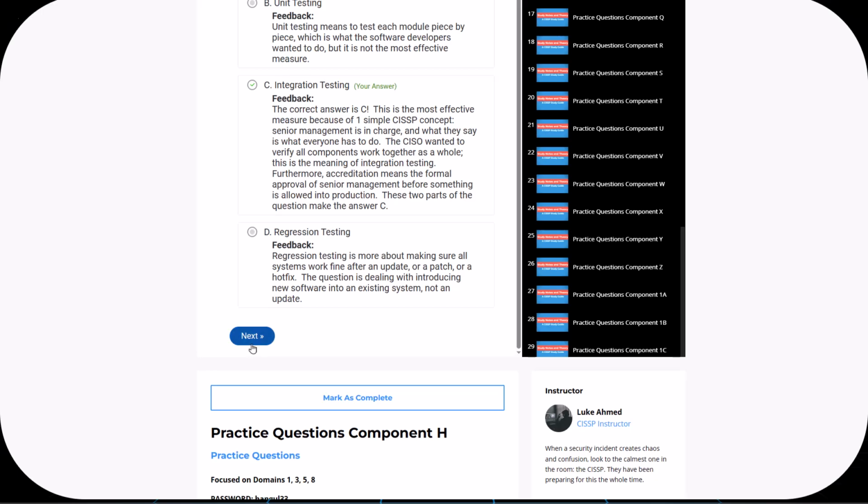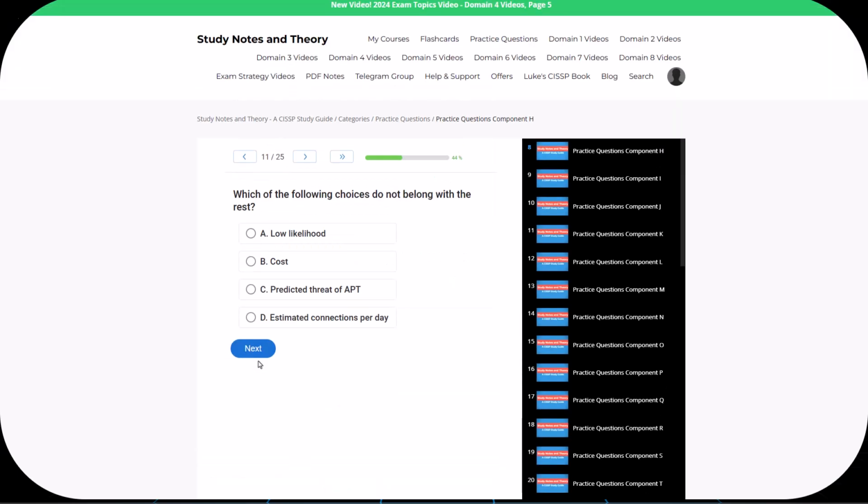Okay, let's look at the next one. This is kind of fun going through all my practice questions, and you know what the funny and fun part is? That even I'm getting it wrong. I'm getting the questions wrong, and I created these questions.